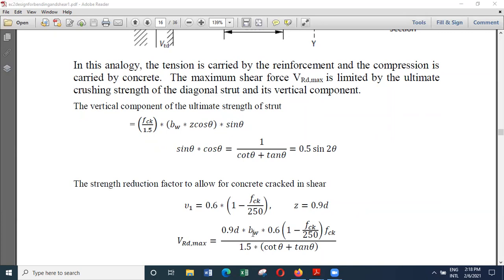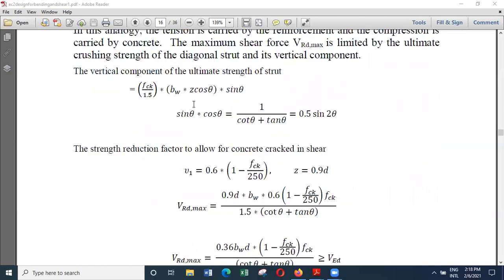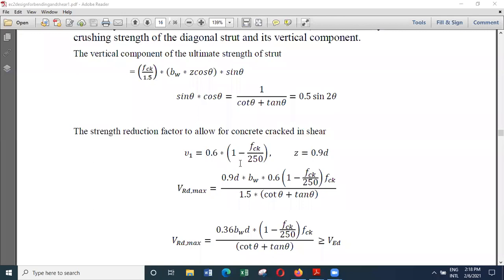And then you'll see that in addition to that, Z is considered as 0.9 times d. Z is considered as 0.9 times d. And that's reasonable. d is the depth to the bottom reinforcement. And the distance between top reinforcement and bottom reinforcement is considered as 0.95 d, so 0.9 d. So once you substitute all these parameters in this equation, in addition to introducing a new parameter here, you will finally end up with an equation like this, which is given by 0.36 bw d, this is the modification factor, fck, over cot theta plus tan theta. And this is the maximum shear carrying capacity of a section.